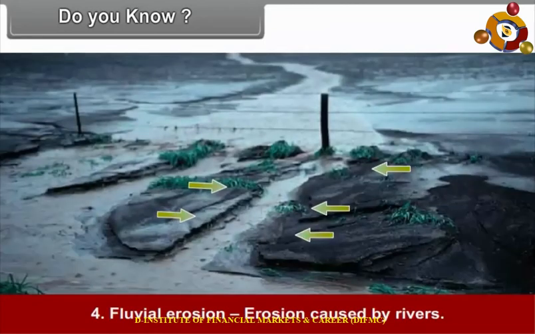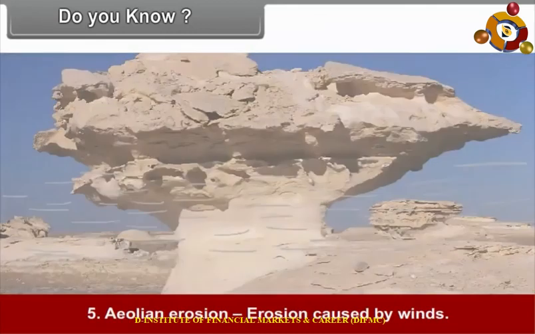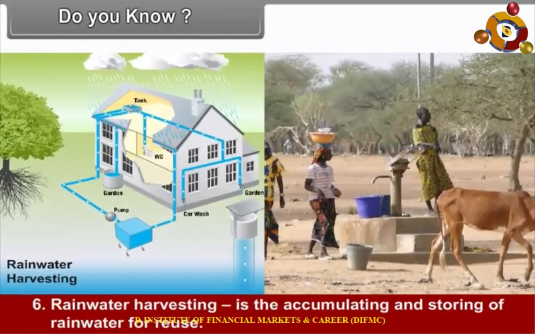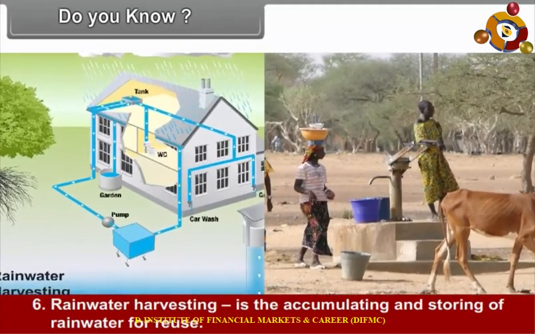Fluvial erosion. Erosion caused by rivers. Aeolian erosion. Erosion caused by winds. Rainwater harvesting is the accumulating and storing of rainwater for reuse.